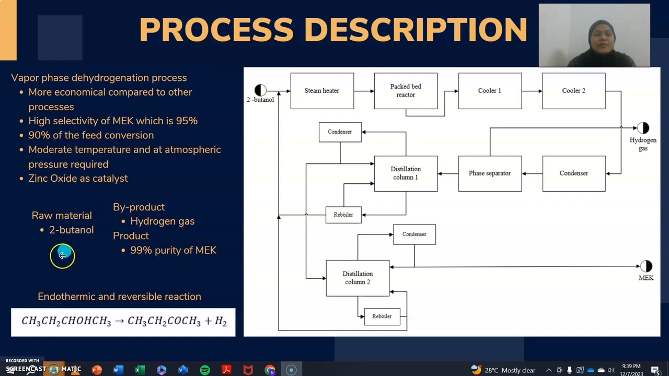In this process, the raw material needed is 2-butanol, and it will produce hydrogen gas as a byproduct, and MEK with 99% purity as the major product. This reaction is an endothermic and reversible reaction.